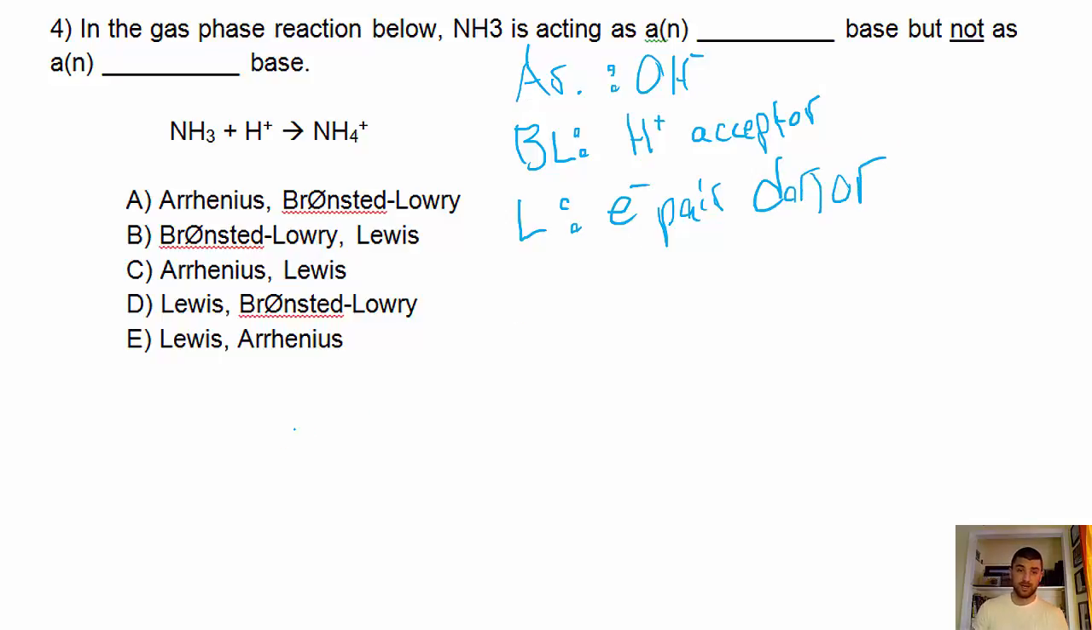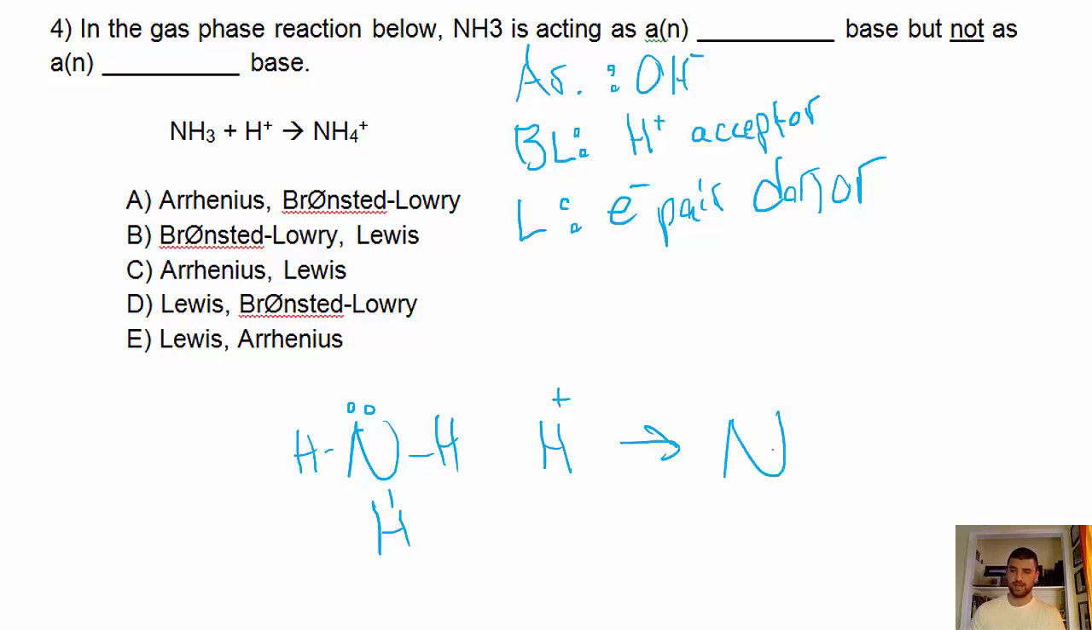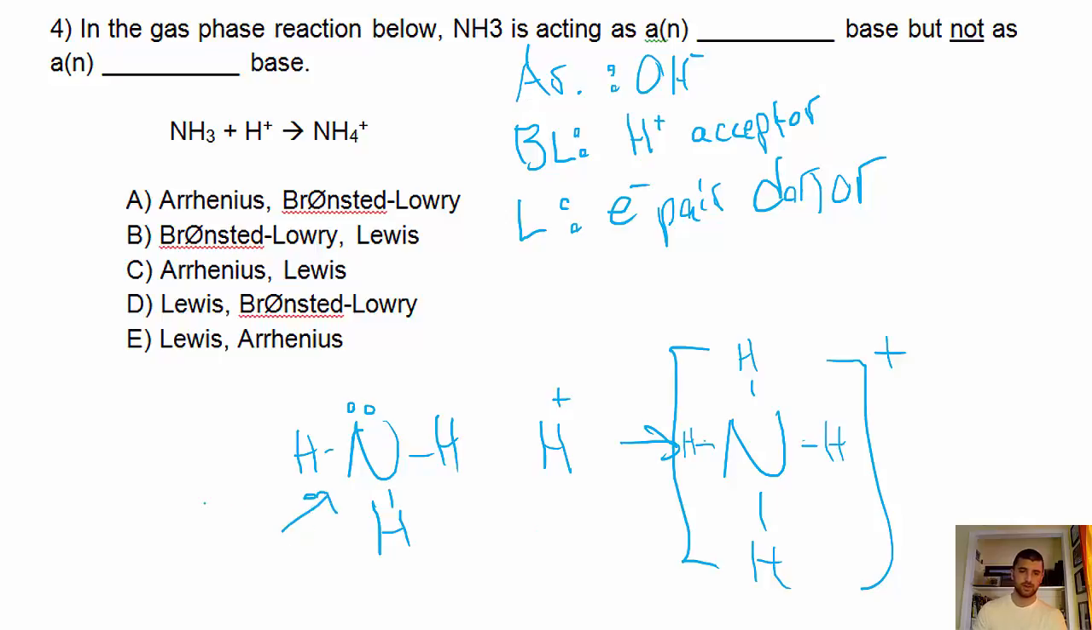So let's draw out what's happening. We got NH3. It's got a lone pair of electrons up here. And we got H plus, a proton flying around. And it reacts to give us NH4 plus. That whole thing has a positive charge. So what happened here? Well, NH3 was a proton acceptor, right? It accepted a proton, but it also donated electrons.